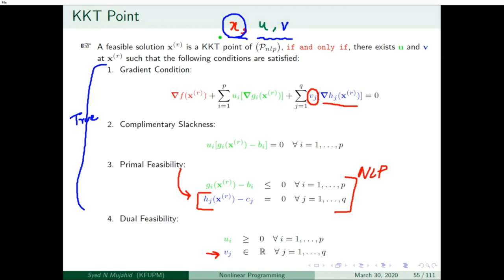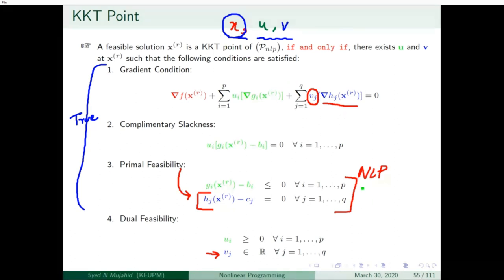Is it clear? Any questions, any doubts? Are these conditions only designed for a minimization objective? Yes, these conditions are very specific to a minimization objective. Actually, the problem is very specific. It is like this: minimize f of x subject to g of x less than or equal to something, and h of x equal to some c. So even the inequality should be of less than or equal to type.